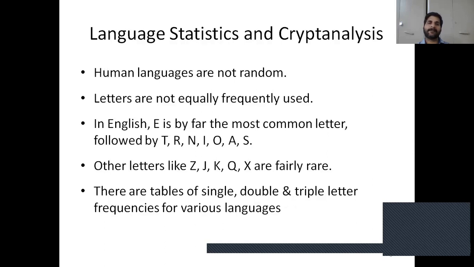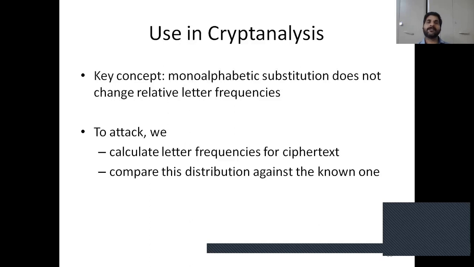Language statistics and cryptanalysis: human languages are not random, and letters are not equally frequently used. In English, E is by far the most common letter, followed by T, R, N, I, O, A, S. Other letters like Z, J, K, Q, X are fairly rare. There are tables of single, double, and triple letter frequency for various languages, used in cryptanalysis. The key concept is that monoalphabetic substitution does not change relative letter frequencies. To attack, we calculate letter frequency for the ciphertext and compare the distribution against the known one.